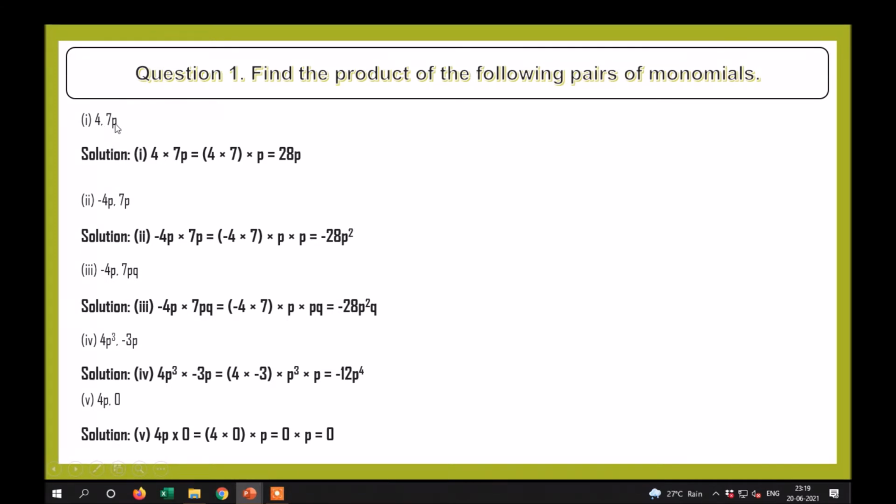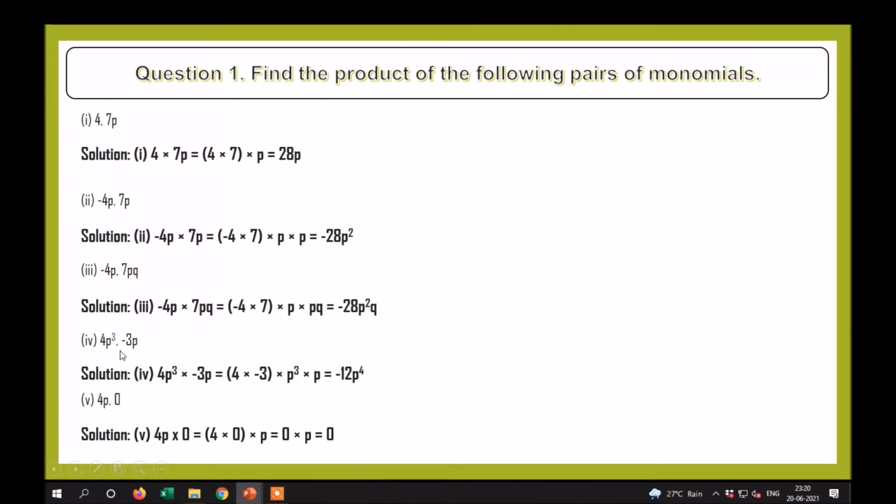4 and 7p. So 4 into 7p equals 4 into 7 is 28 and p, so it is 28p. Minus 4p and 7p. So 4 into 7, minus 4 into 7 is minus 28. p into p is p square. So it is minus 28p square. Minus 4p and 7pq. So minus 4 and 7 is minus 28. p and p is p square and q. So it is minus 28p square q.